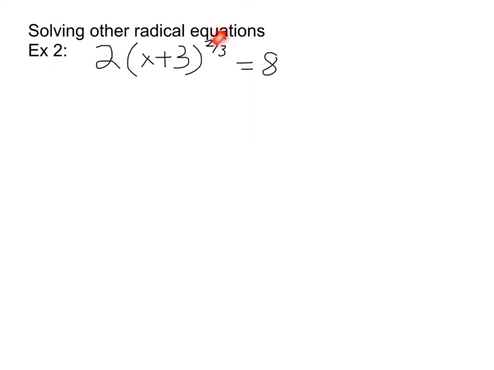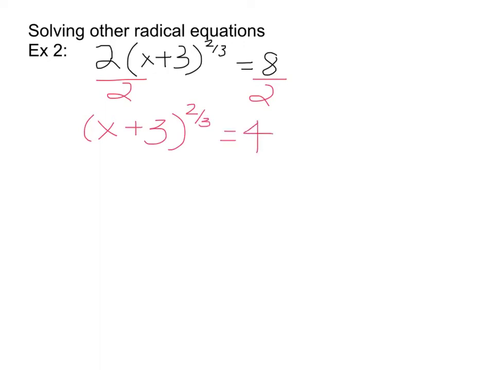So you can either leave it like this or you can convert it into a radical, whichever one you like to see best. But again, just like that first slide we did, you have to get the radical or the thing with the exponent all by itself. So to get rid of that 2 out in front, we divide by 2. Never can you distribute that 2 through that parentheses because it's to the 2/3 power. So that gives me x plus 3 to the 2/3 power equals 4.